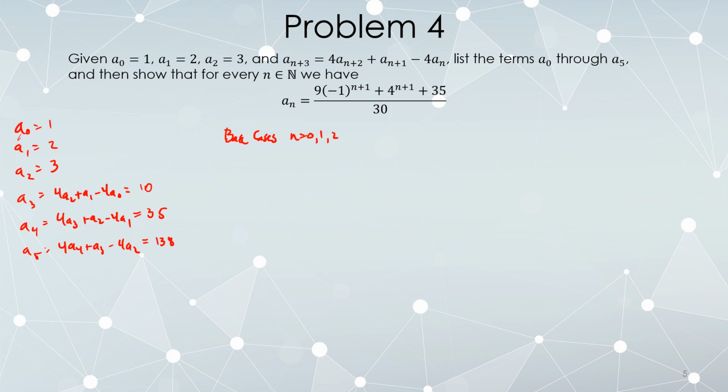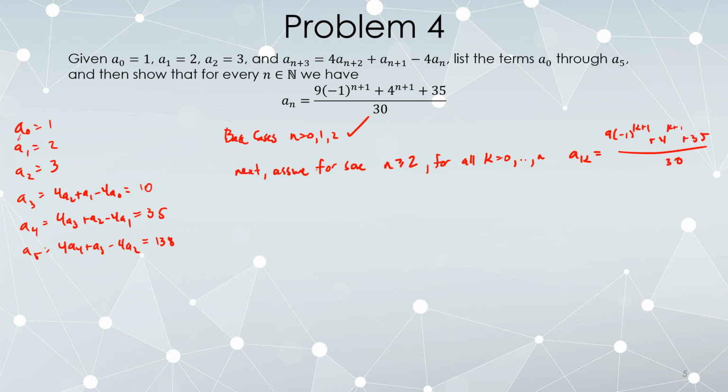So next what we're going to end up doing is we assume for some n, okay, check, we did that, at least as large as the final base case, for all k from 0 up to n, the desired formula holds. A sub k really is equal to 9 times negative 1 to the k plus 1 plus 4 to the k plus 1 plus 35, all over 30. Then what we need to do is show that for the next term, it also holds.